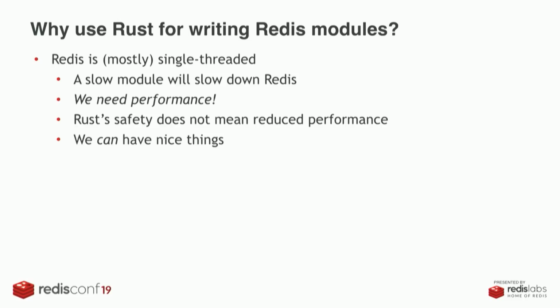As I said, speed. Redis is single-threaded mostly. So if we want something inside a command, it holds up the entirety of Redis for that time. So we want to do that as fast as possible. So Rust introduces safety, but it doesn't come at the expense of performance. Performance is exactly the same as native C and C++. So, unlike the saying goes, we can have nice things.